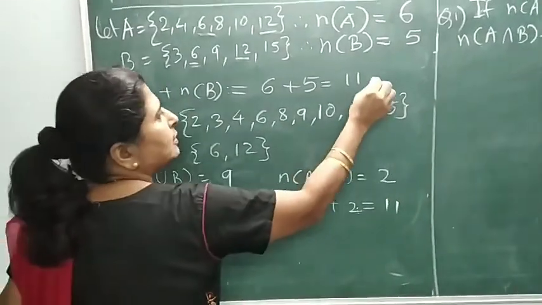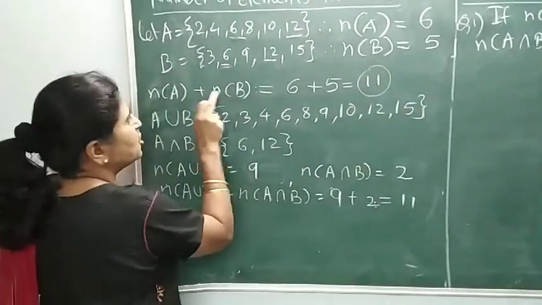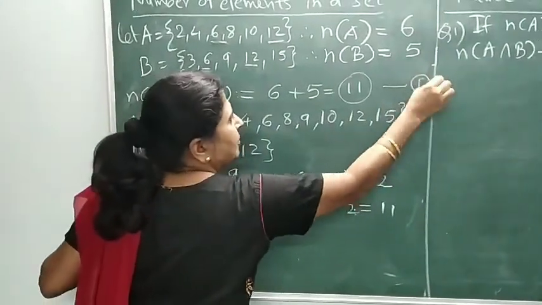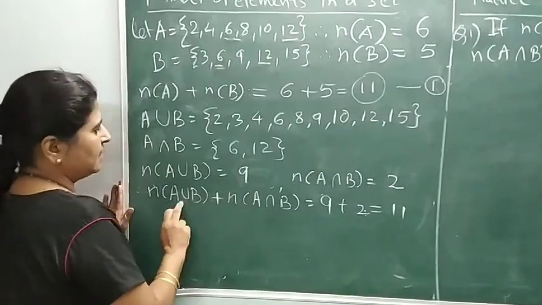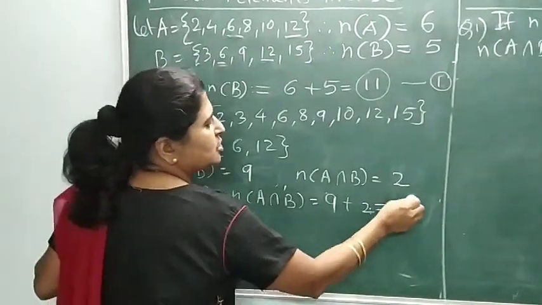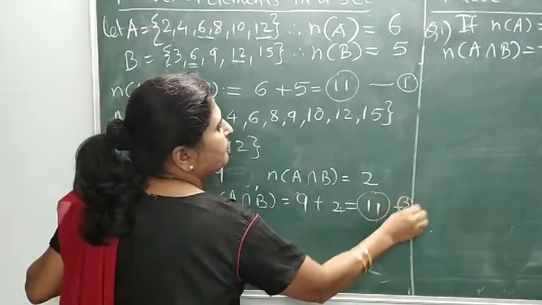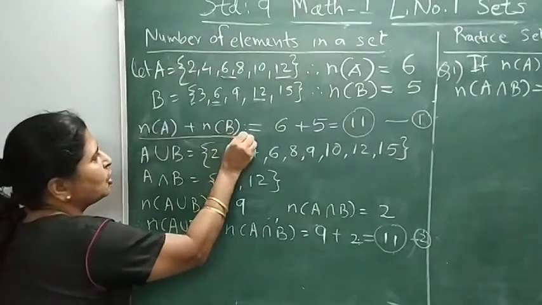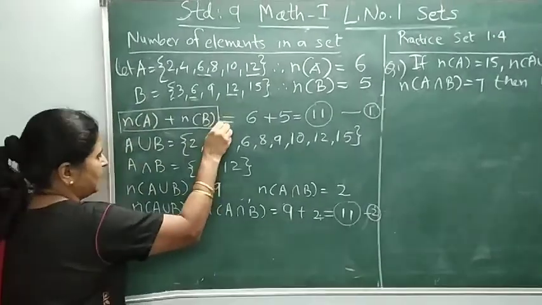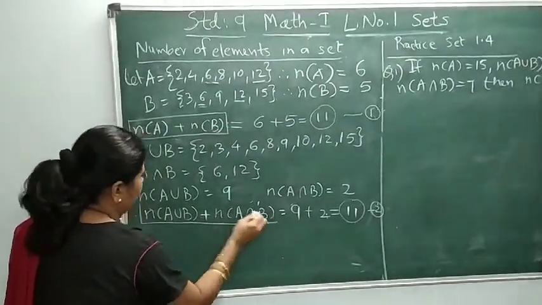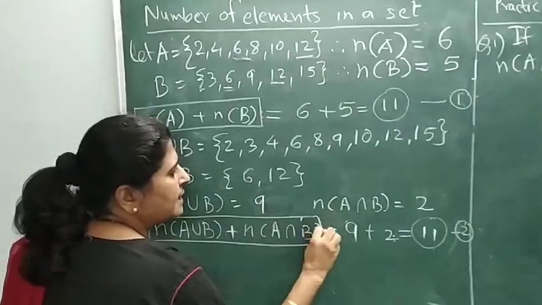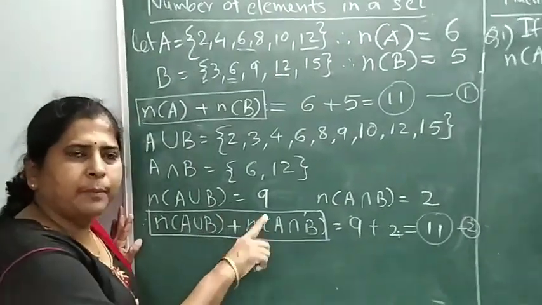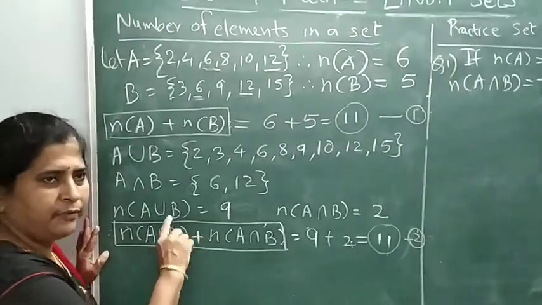And if we observe, this number, the addition of the elements in the given two sets, is 11, say equation number 1, and the elements in the union and intersection is also 11. So from statements 1 and 2, we can see that the addition of the elements in the given sets is equal to the addition of the number of elements in their intersection and union. We can verify this property by taking any two sets.